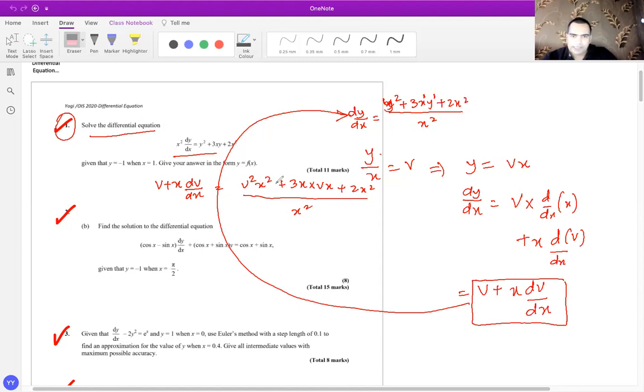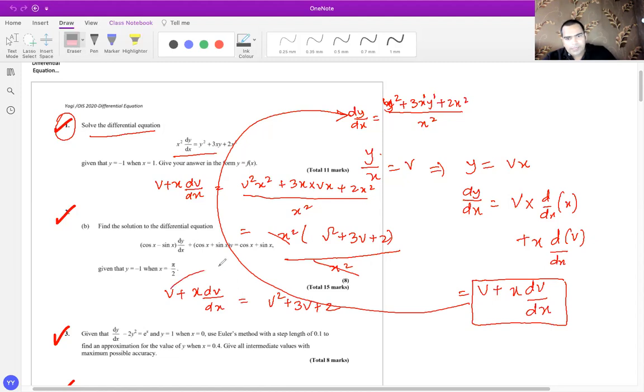Now what you'll notice is that x squared gets cancelled if you take it common. So if you take x squared common, you're left with v squared plus 3v plus 2 over x squared, and this gets cancelled. After this, we bring v to the other side. So it'll be v plus x dv by dx equals v squared plus 3v plus 2. Bring this v to this side, so it'll be x dv by dx equals v squared plus 3v plus 2 minus v. As a result, this will be v squared plus 2v plus 2.